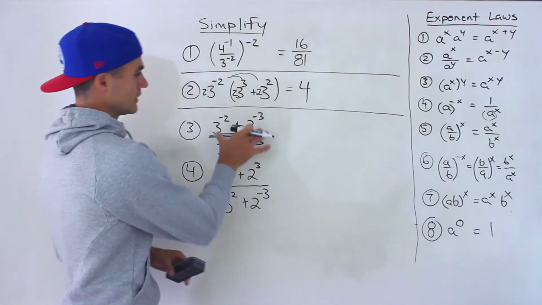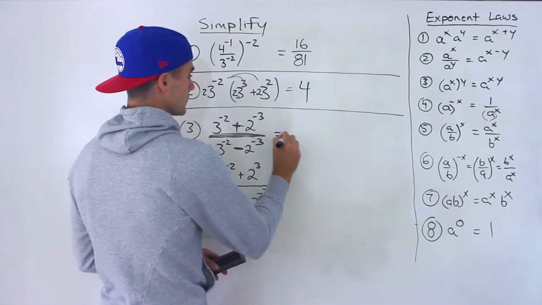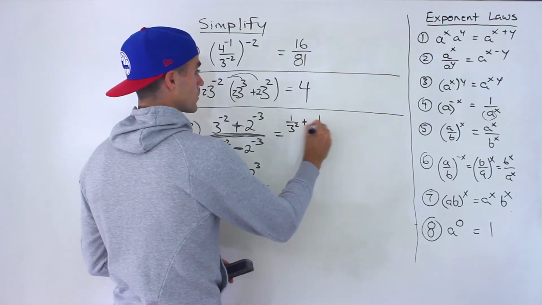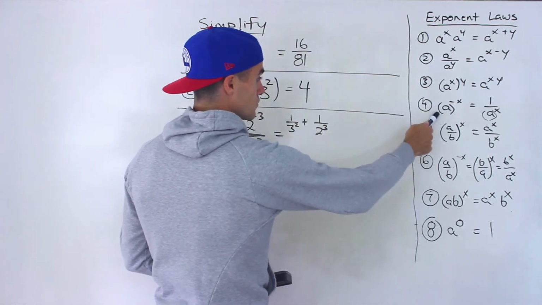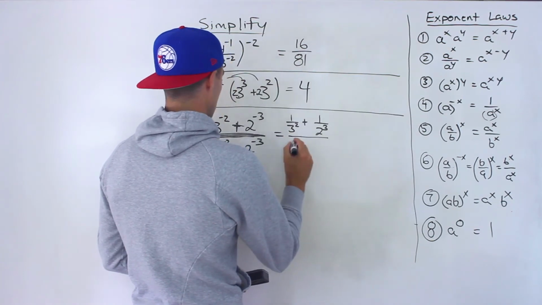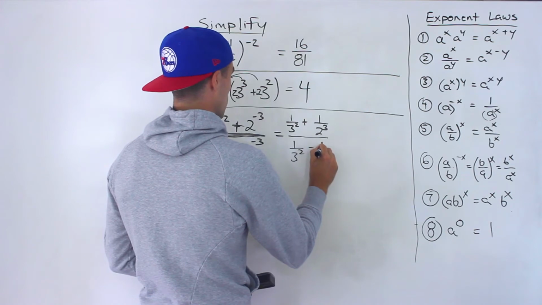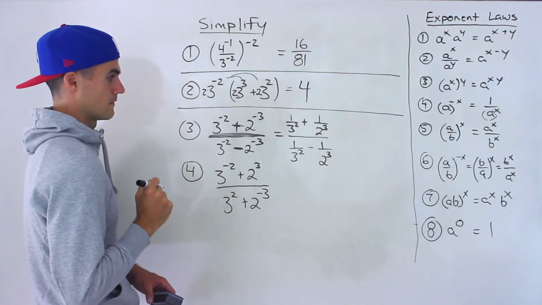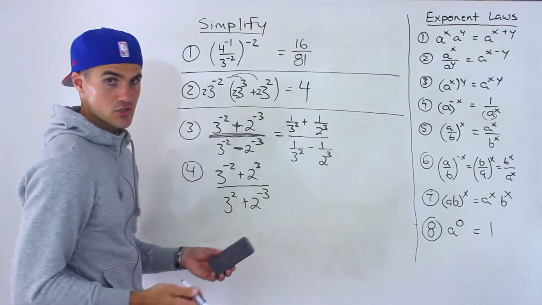So you can't really combine these two or apply some kind of law. You have to actually deal with them separately. So this would be 1 over 3 to the power 2 plus 1 over 2 to the power of positive 3. If we take these and apply this rule, that's going to be all over 1 over 3 to the 2 minus 1 over 2 to the 3, like that. So I took each of these individual terms and changed them into fractions.